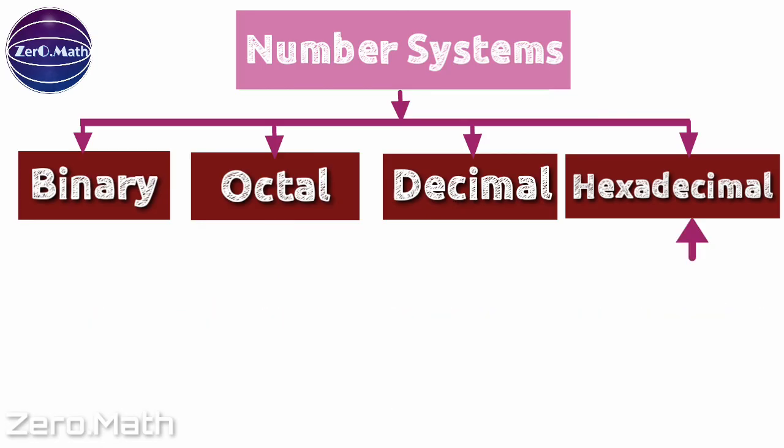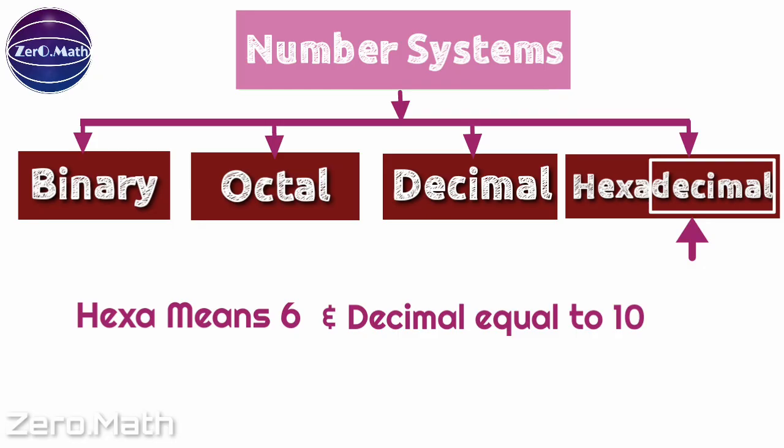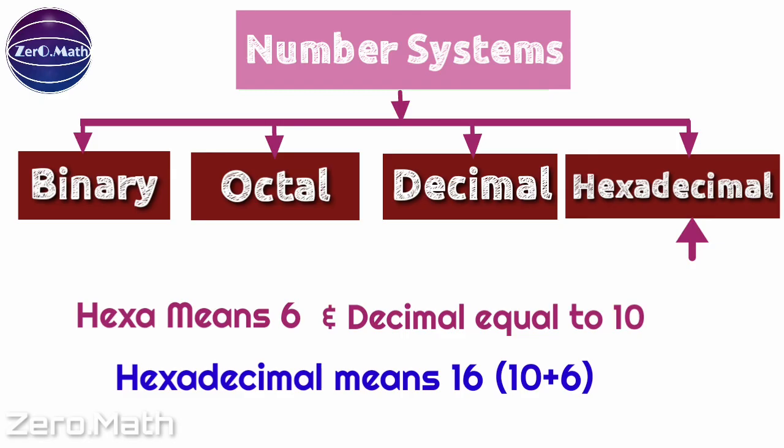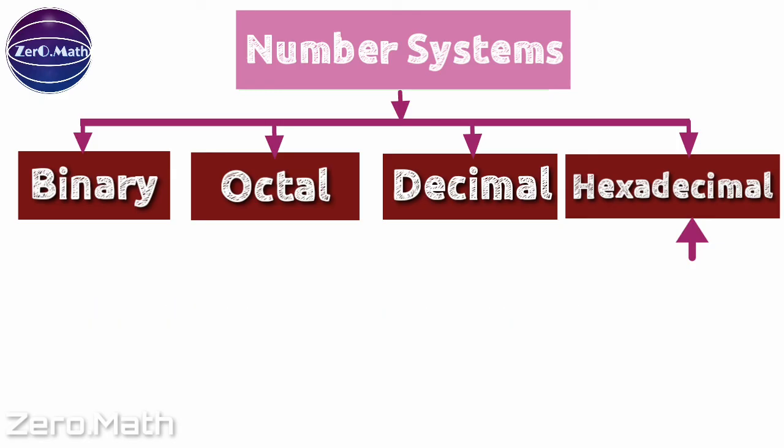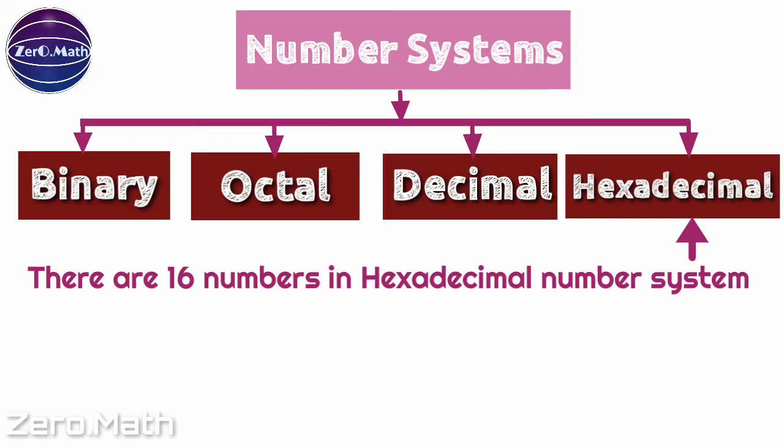The next number system is the hexadecimal number system. Have a look at the prefix hexa. Hexa means 6. For example, hexagon. A hexagon has 6 sides and we know that decimal corresponds to the number 10. Hence, hexadecimal means 10 plus 6 is equal to 16. The hexadecimal number system is a base 16 number system, which means it has 16 different numbers in it.